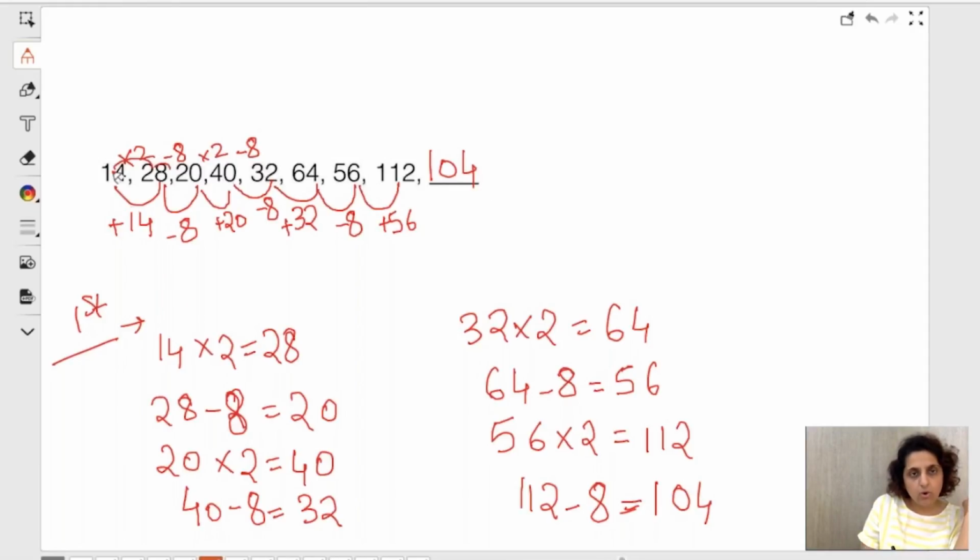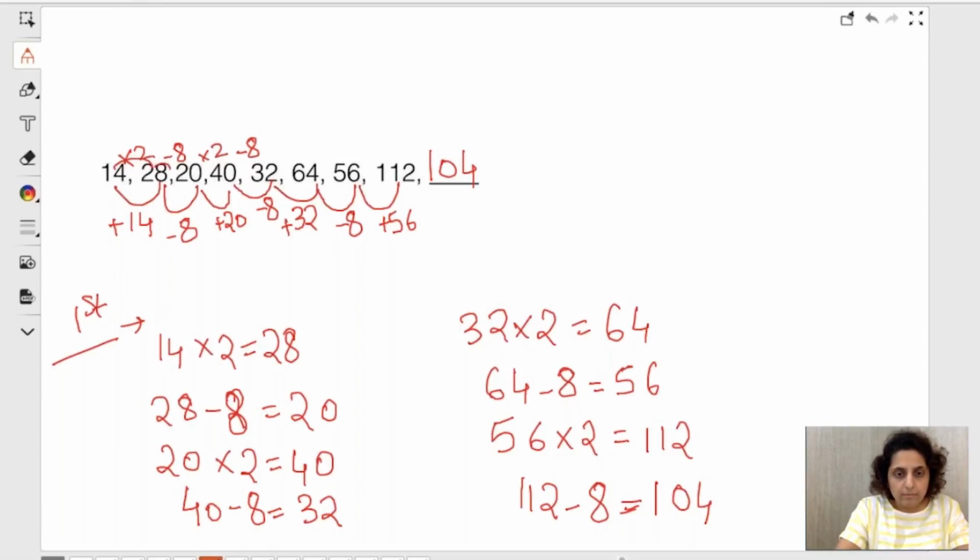I hope it's clear to all of you that if we check the difference between the consecutive terms, how do we get the second number from the first number? By multiplying it with 2. Then we are subtracting 8. Then again multiplying by 2. Then again subtracting 8. This is what is happening in this series. This is the first approach to solve this series. The same series, we can solve it in one more way.